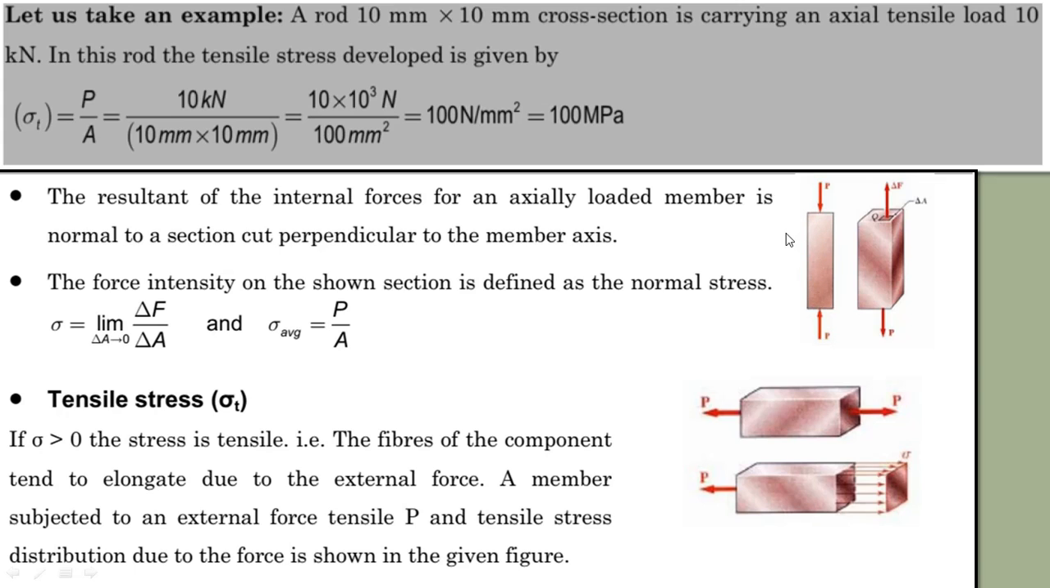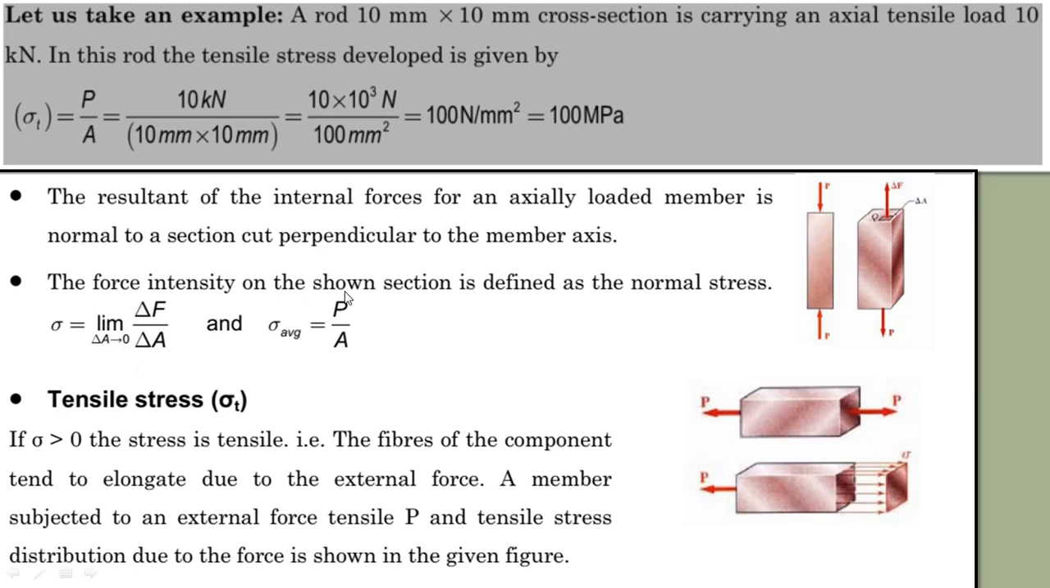The resultant of the internal forces for an axially loaded member is normal to a section cut perpendicular to the member axis. The force intensity on the shown section is defined as the normal stress. If you consider a small area, that is delta A, then sigma is equal to the limit as delta A tends to 0 of delta F upon delta A. So sigma average is equal to P by A. If we take its limit integration, we will get this.